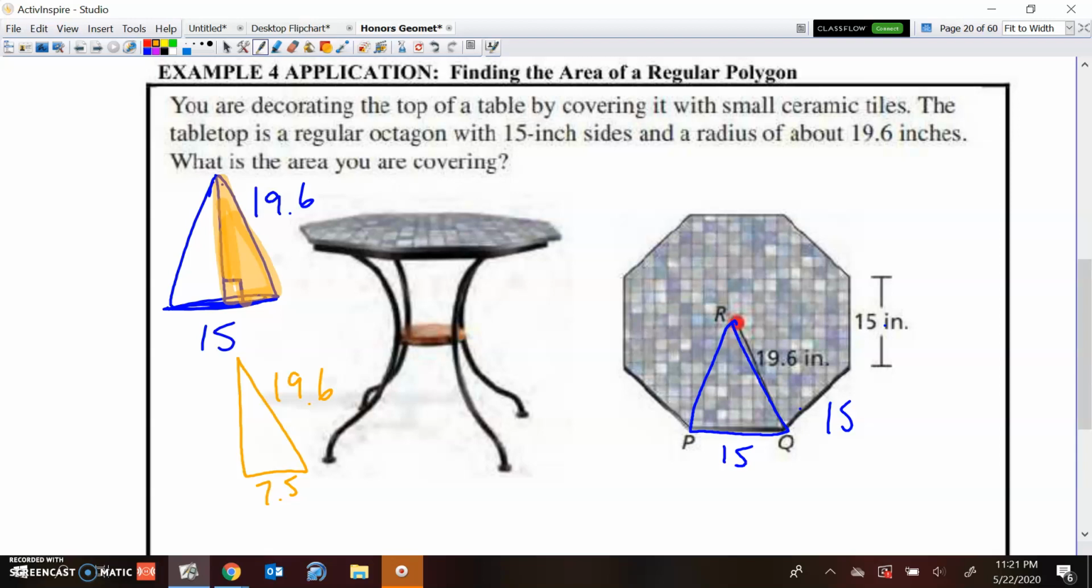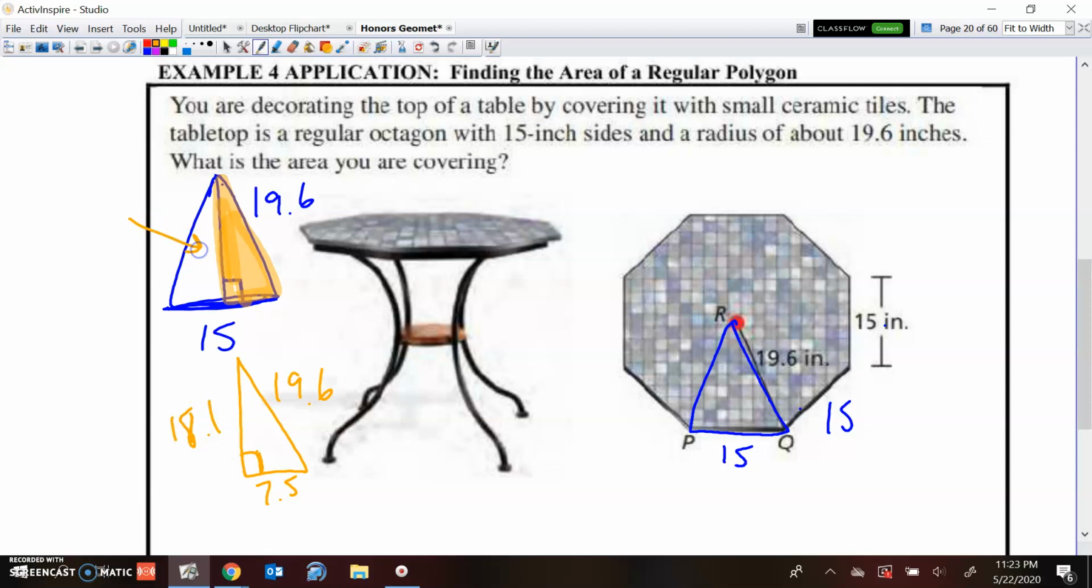All right, I end up getting, let me recalculate that. Okay, so using the Pythagorean theorem again, 19.6 squared minus 7.5 squared. I take the square root of that. This is about 18.1. And that's rounded, but that's okay.